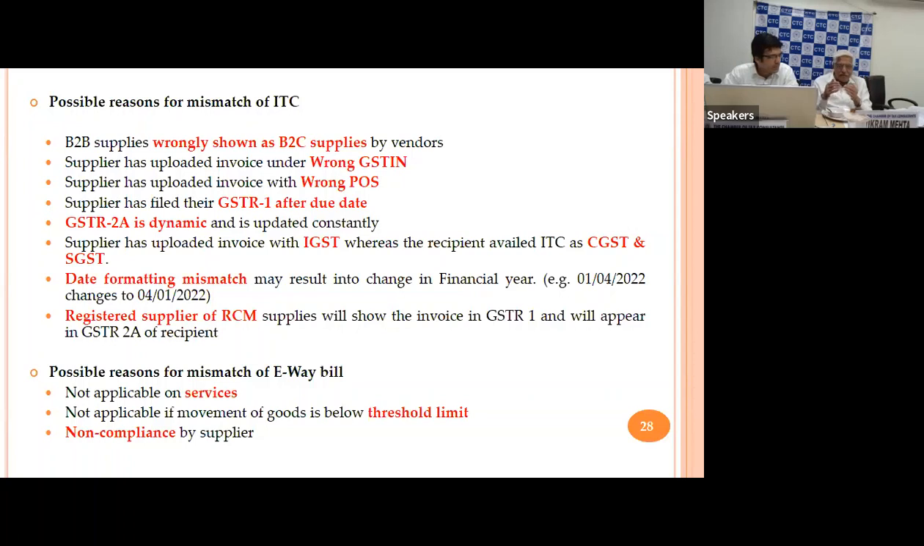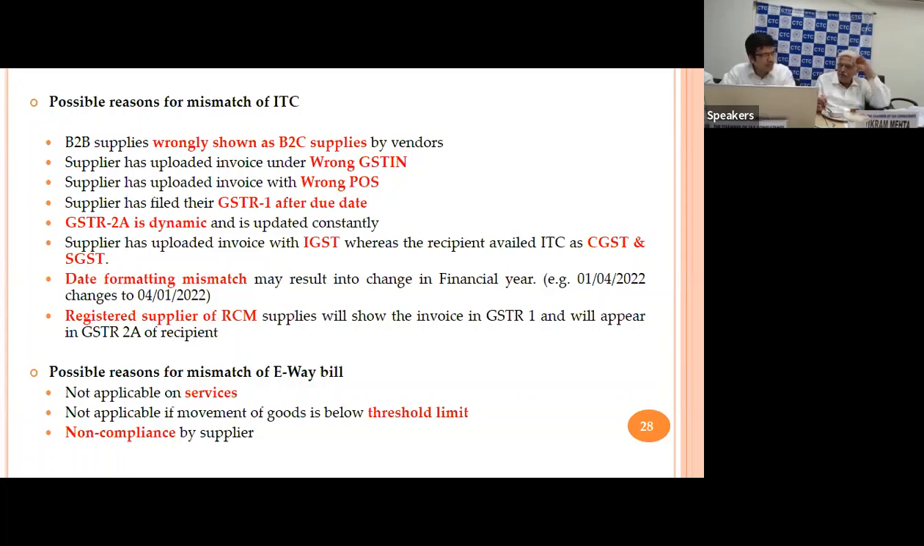Because e-way provision says that either the supplier or the recipient can make an e-way bill. Yes. So we can't take that stand that it was his responsibility. He has not fulfilled it, but you are also registered. If he has not fulfilled it, you have. I'm not saying your claim will be denied.